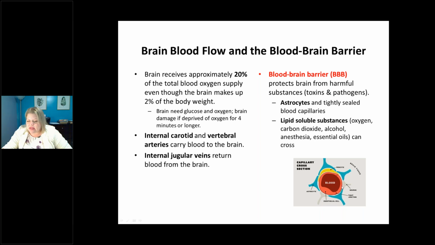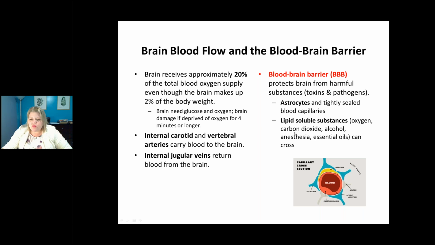The other lighter images here, you might not even be able to see it on your screen, but on your own PowerPoint, you can probably see it. These are just neurons that are innervating the blood vessel.